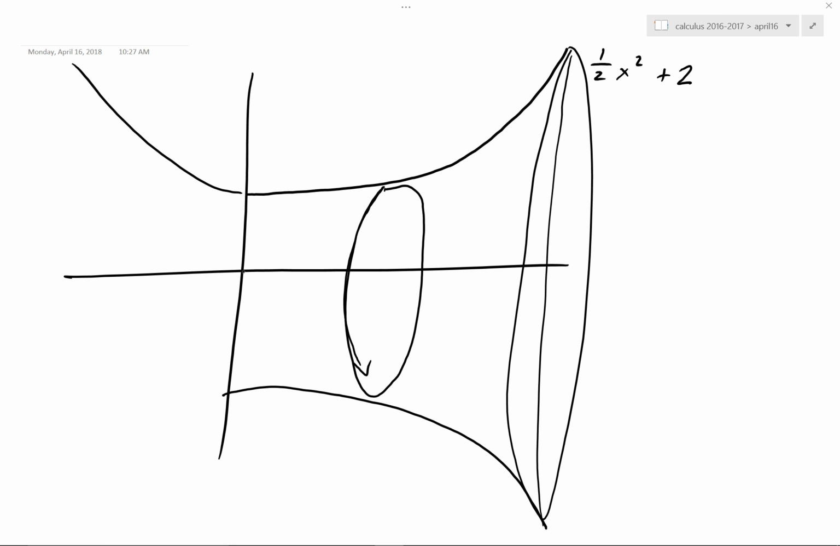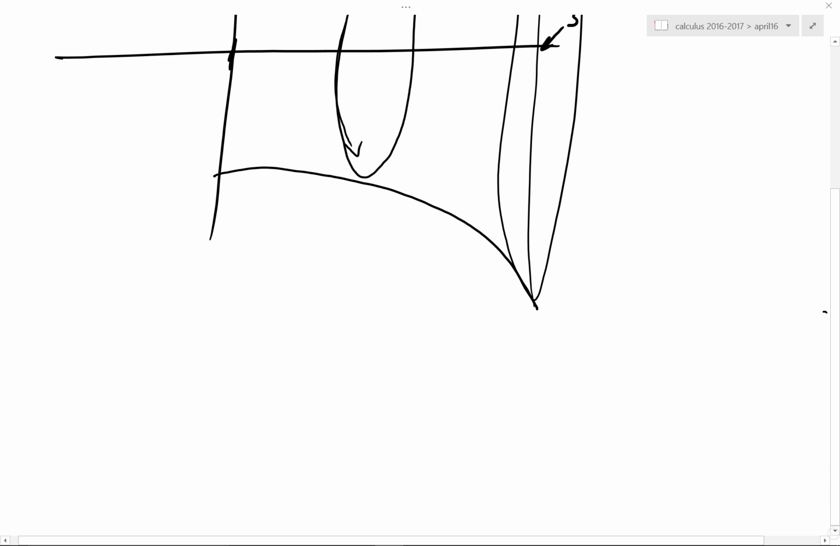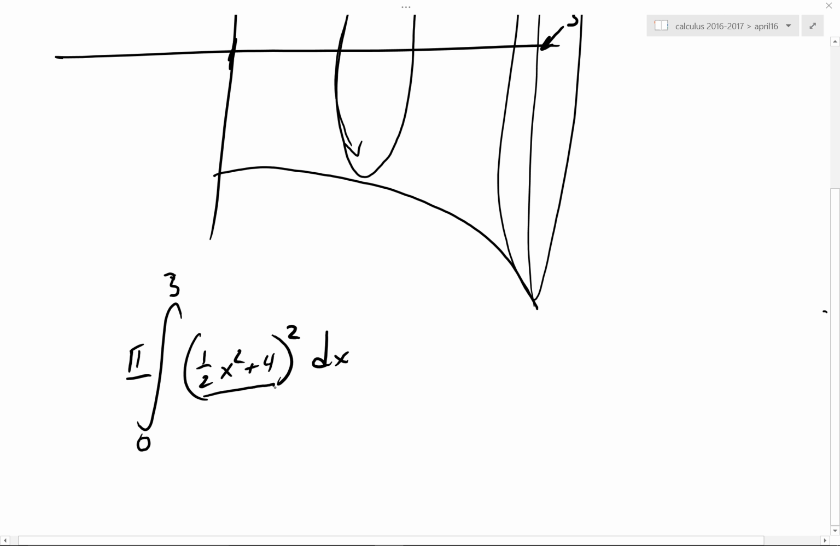Mr. Grimm, we're going to go from 0 to 3. Sure, why not? Okay, I'll do that. So how much volume is there? Well, it's going to be pi times the integral from 0 to 3 of my function, which is 1/2 x squared plus 2, squared. Yeah, pi r squared is what you're seeing, yes?